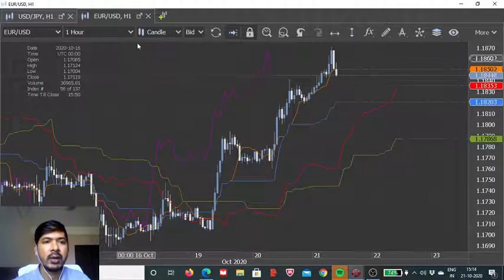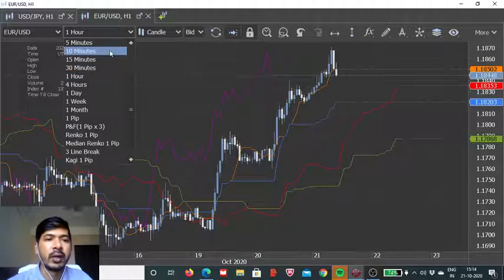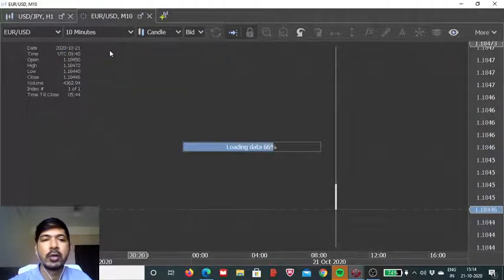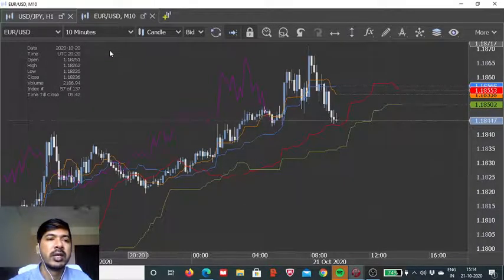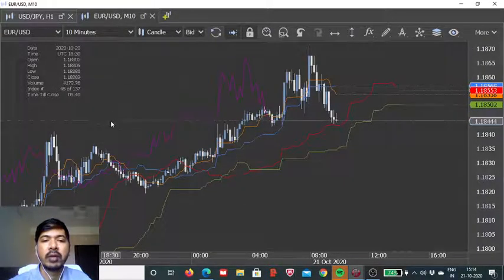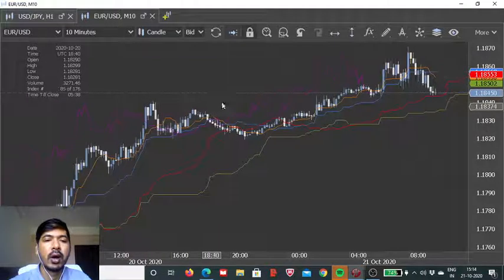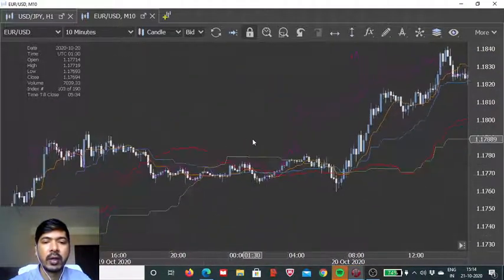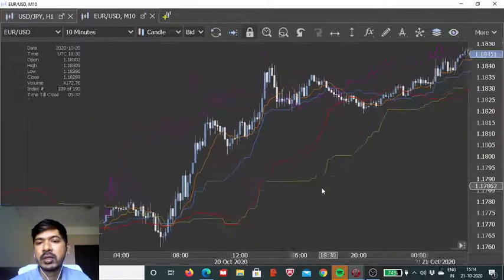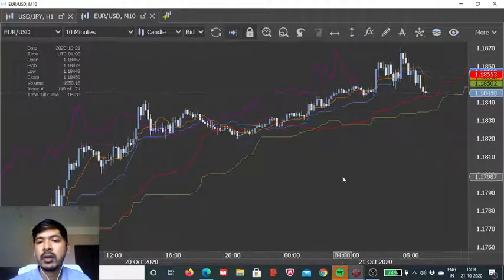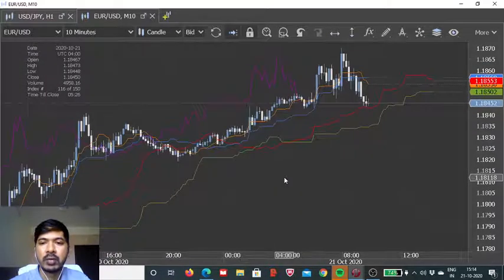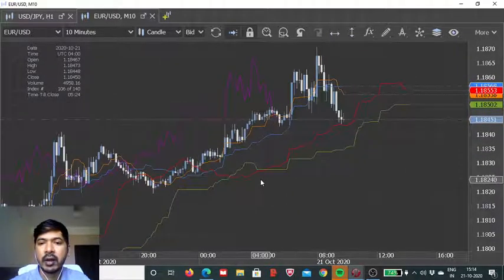Now this is the hourly chart. If you want to trade on the lower time frame for intraday perspective, then you can simply do this change in time period, and now this is the plotting on the 10 minutes time frame. And here also you can pretty much utilize this combination to see what is happening on the lower time frame chart, and then trade accordingly.